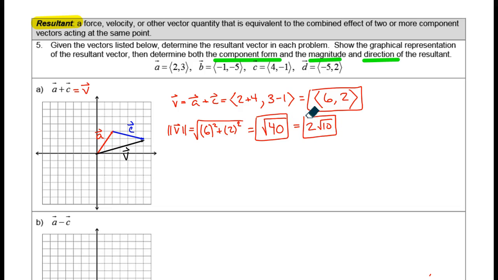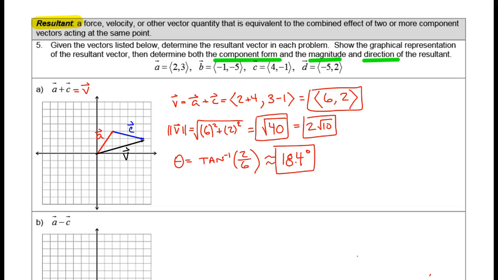Okay, now the angle. Well, this one's pretty easy because we're in quadrant 1, and we know quadrant 1 plays nicely with the inverse tangent function, so we can say that the angle for vector v is just the inverse tangent of the vertical component divided by the horizontal component. And that gives us an angle of about 18.4 degrees.